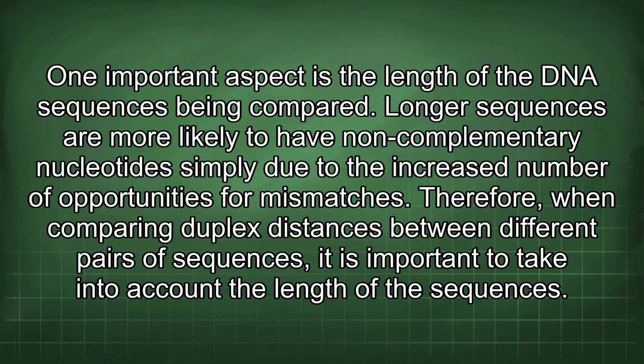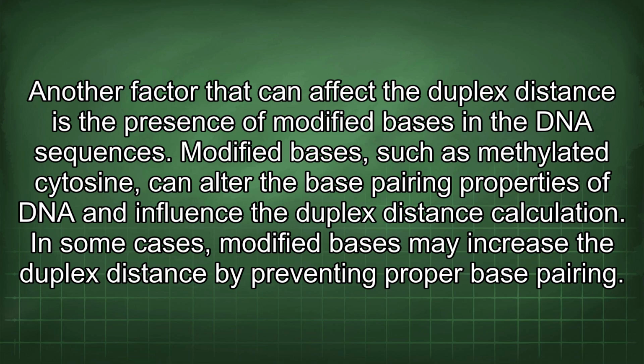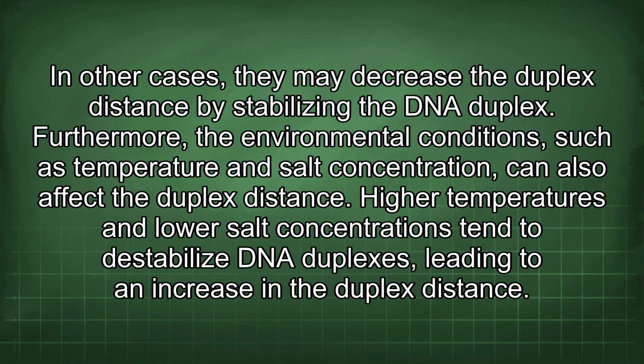Another factor that can affect the duplex distance is the presence of modified bases in the DNA sequences. Modified bases, such as methylated cytosine, can alter the base pairing properties of DNA and influence the duplex distance calculation. In some cases, modified bases may increase the duplex distance by preventing proper base pairing. In other cases, they may decrease the duplex distance by stabilizing the DNA duplex.